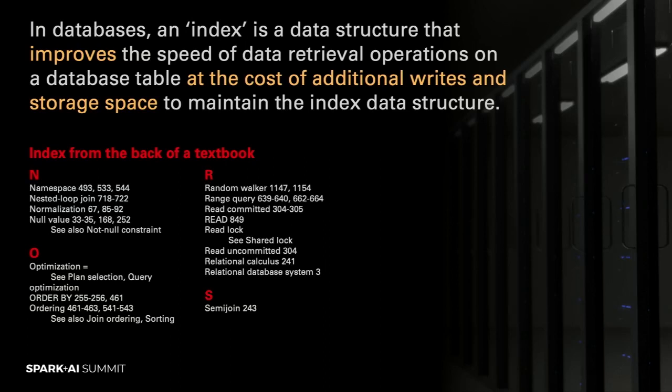For instance, if I wanted to find where in the textbook the phrase nested loop join appeared, I would quickly go to the section which has every word starting with the letter N. And I would look up nested loop join, and I would immediately see that it's appearing between pages 718 and 722 in the textbook. And that's an index for you. In short, one can imagine an index is a shortcut to accelerating some of the queries.